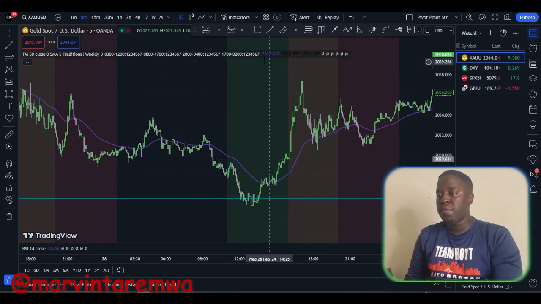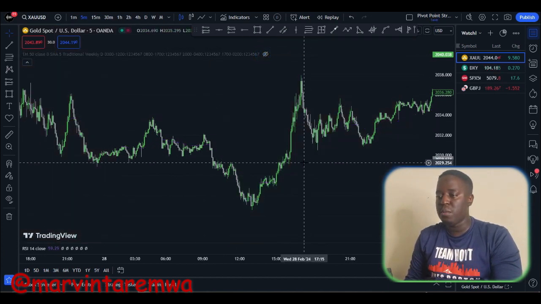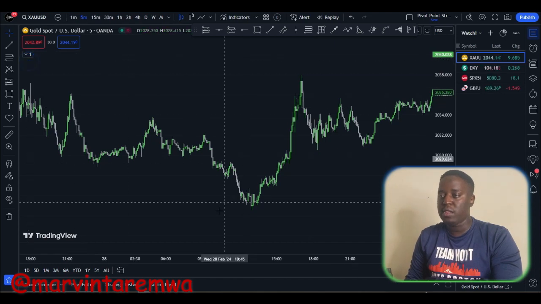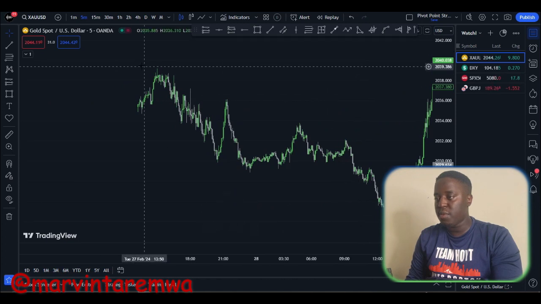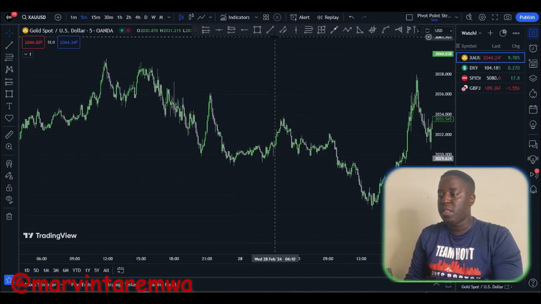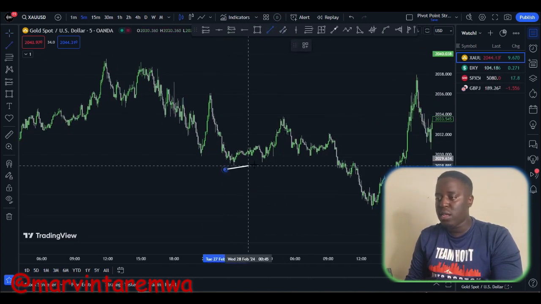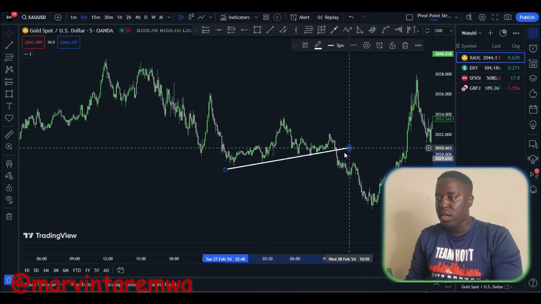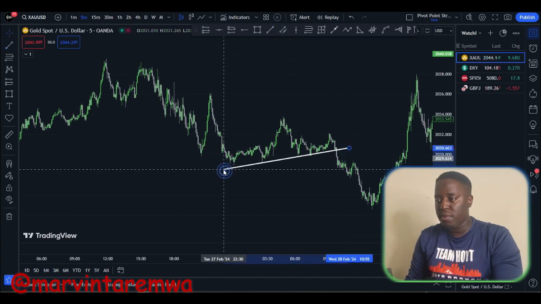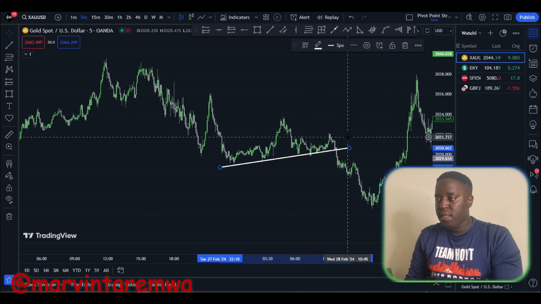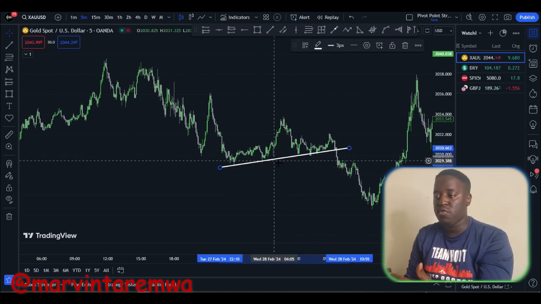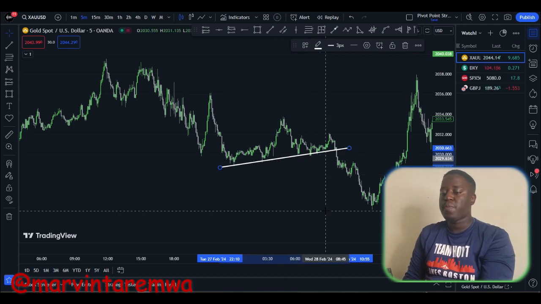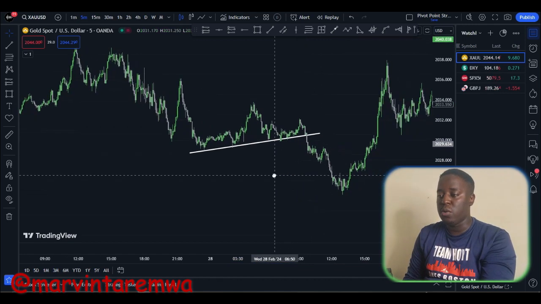So first of all, if I can first disable this maybe, so that you can have a clear chart. If I zoom out a little bit, what you can see is, because we are on the 5 minute, there was a trend line here. There was a trend line here, and there was a break. There was a break of this trend line to the downside, and price was moving downwards.